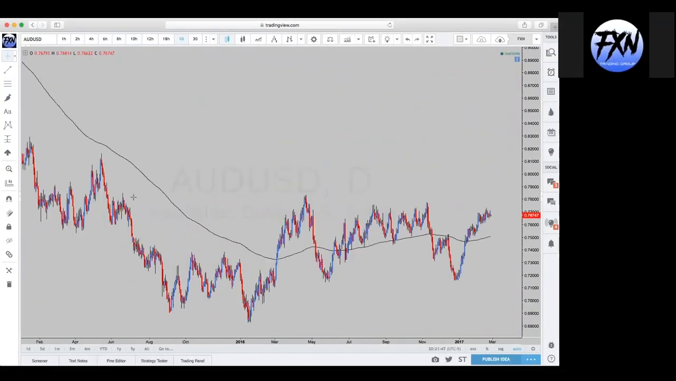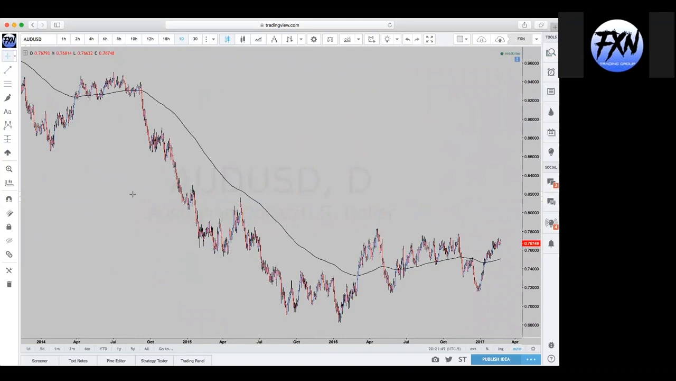All right, so when we start looking at the market, when we start looking at a pair like AU, the first thing that we have to identify is what kind of market are we in? Are we in a downtrend? Are we in an uptrend? Are we in a consolidation or moving sideways? What market is this? Somebody tell me what kind of market we're in.